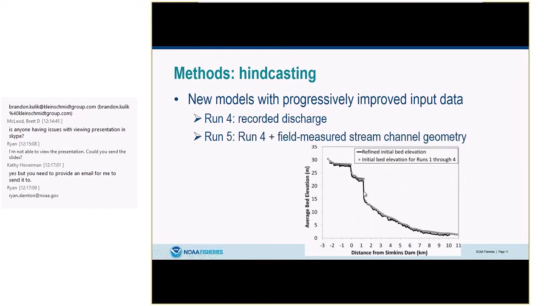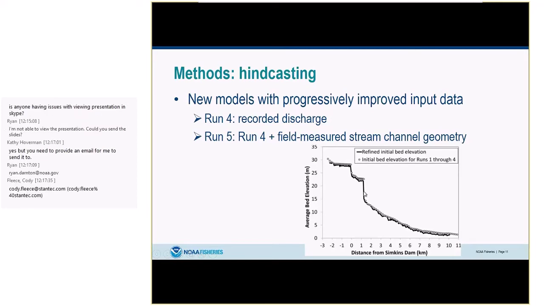Run 5 does the same thing. That is, it has actual recorded hydrology, but it also adds improved geometry, both field measured cross-sections taken from pre-removal monitoring surveys and actual bed elevations from the same surveys for the long profile. Instead of water surface elevations, which is what we used to model the long profile for the forecast models.